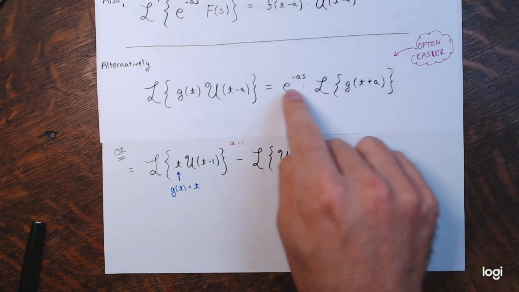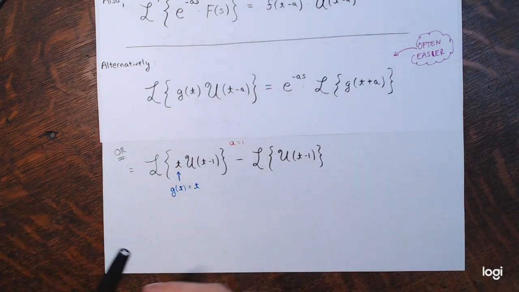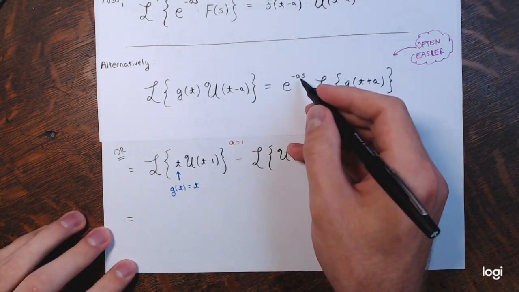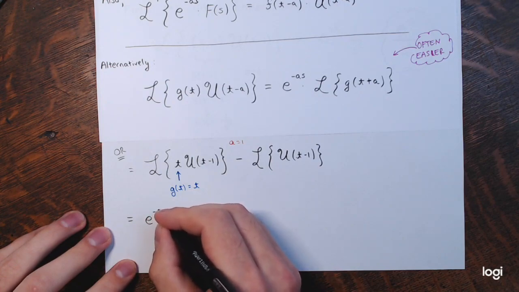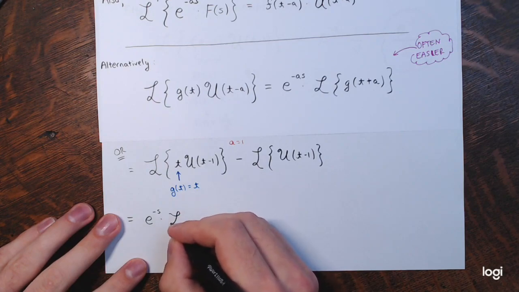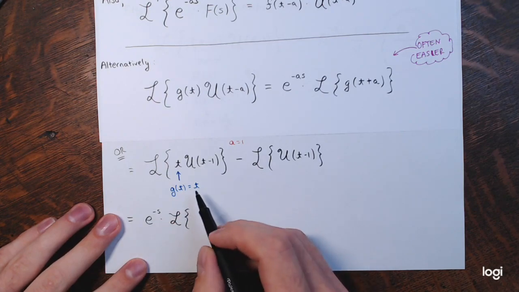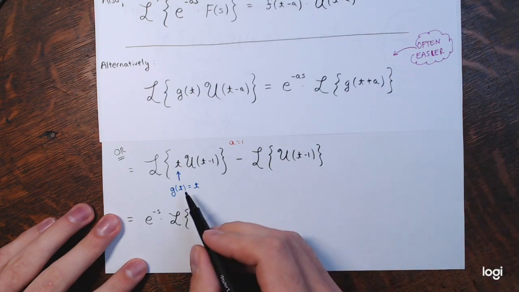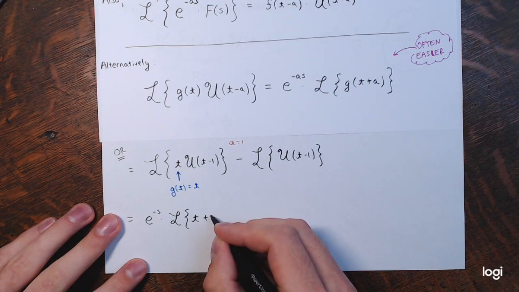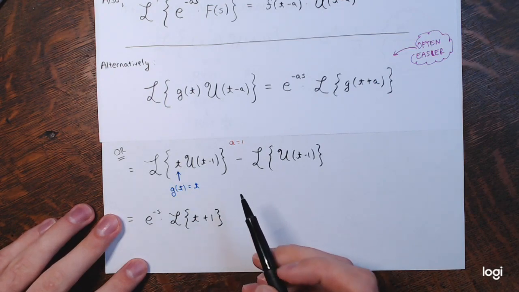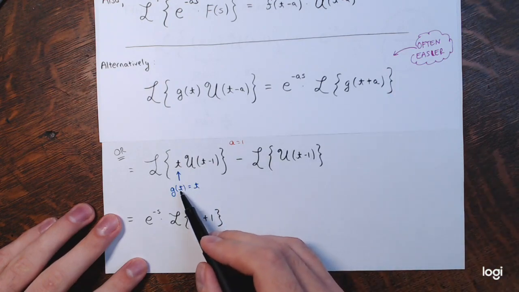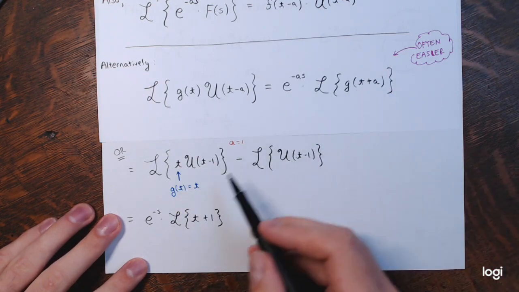So according to this alternate version of the theorem, this first Laplace transform is going to be e to the negative s, e to the negative 1s, times the Laplace transform of g at t plus a. Well, what's g of t plus a? That's t plus 1, right? G at t plus a, and a is 1. So g of t is t, g of t plus a would be t plus 1.